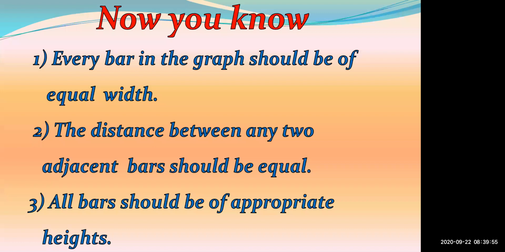Whatever distance you are taking between two bars, it should not be like that: first you take 1 centimeter, then you take 2 centimeters. It is not allowed. It is wrong. If you are taking 1 centimeter, then you have to consider 1 centimeter only. Now what is our third statement? All bars should be of appropriate height. Whatever measurement is given, according to that measurement only you have to draw the bar graph. Understood everyone? Now we will see further what is given.